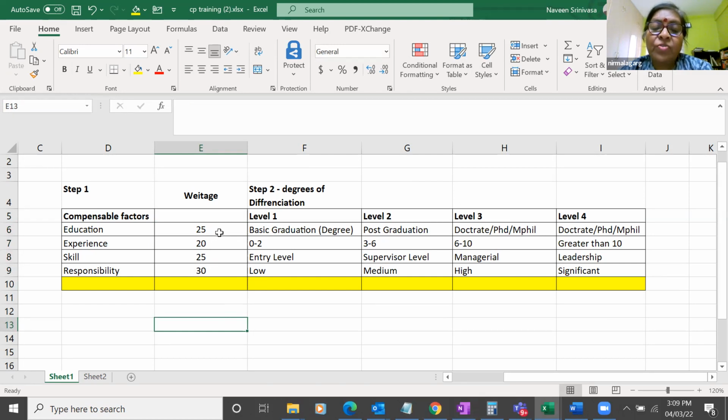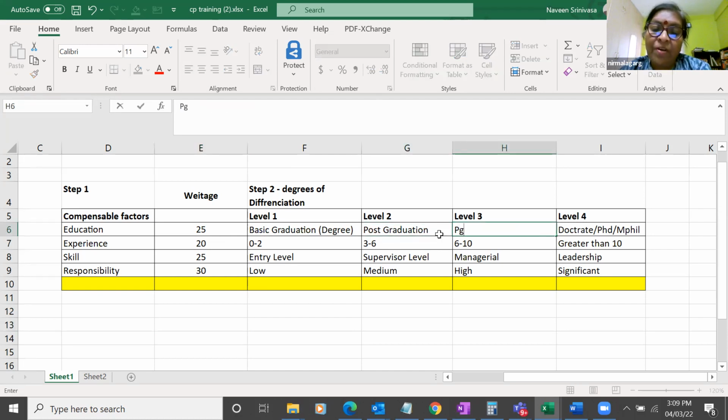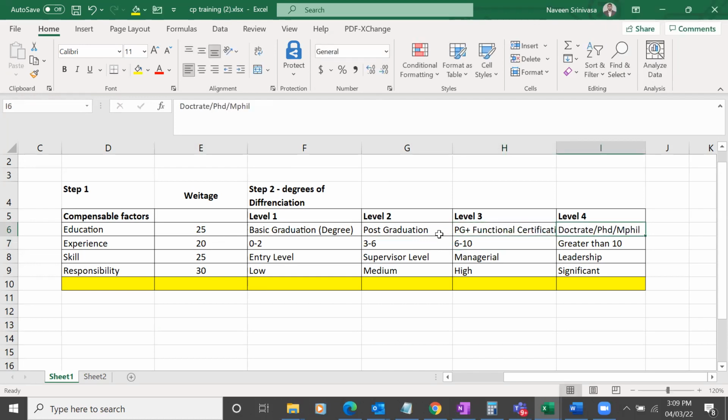Basic, post-graduation. So here, post-graduation, level 3, write post-graduation with certifications, functional certifications. Okay, done. 0 to 2, 3 to 6, 6 to 10. Entry level, supervisory, managerial, leadership. Low, medium, high, significant.